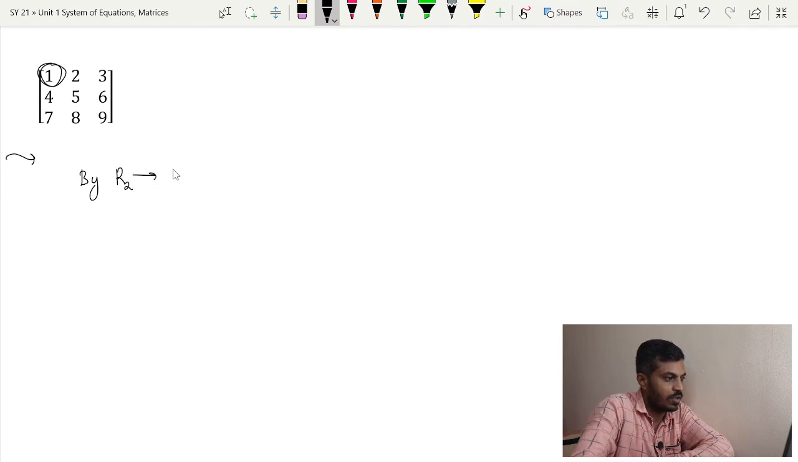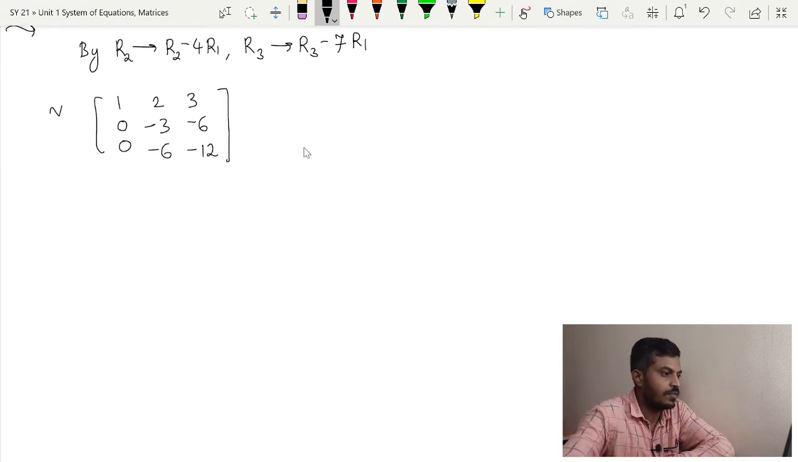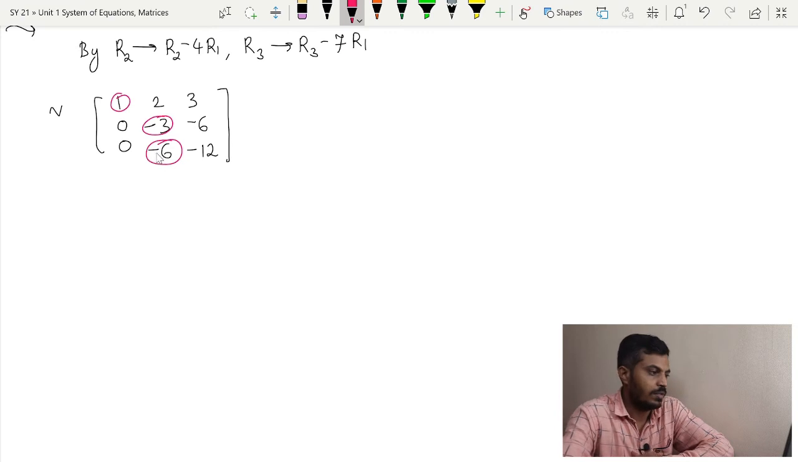So on R2 I will perform R2 minus 4 times R1, and on R3 I will perform R3 minus 7 times R1. Now again I will circle the leading coefficients. So what are our leading coefficients now? This, this and this. Now what is the problem?